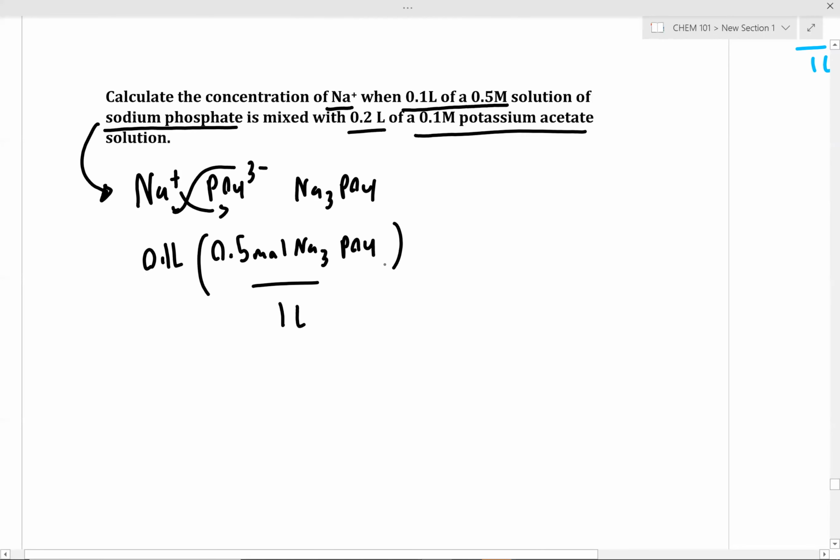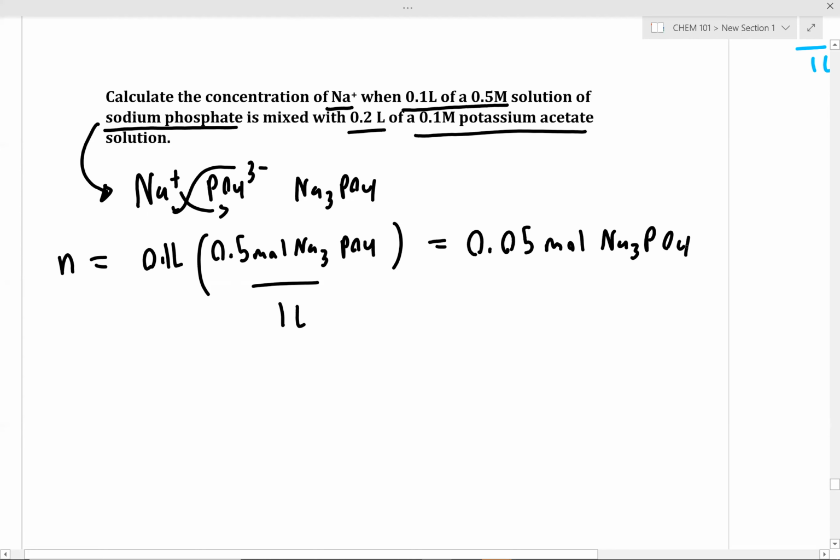Can we calculate the total moles of sodium phosphate by taking the molarity times the volume? Can we do that? Do we have the tools to do that? Can we get moles from molarity and volume? Yes, all we have to do is multiply them. So then we have 0.1 times 0.5. That in turn gives us 0.05 moles of sodium phosphate.